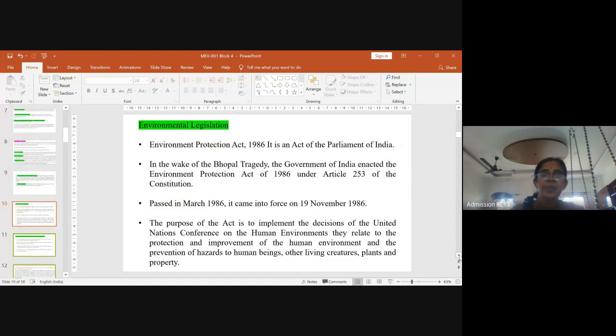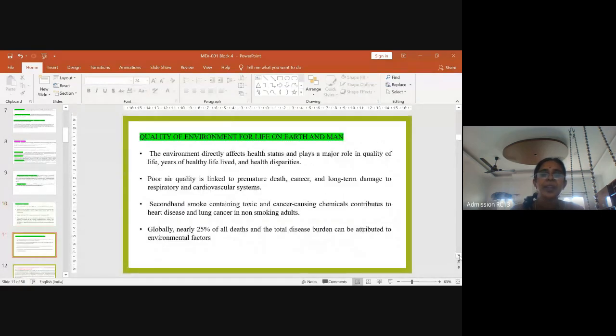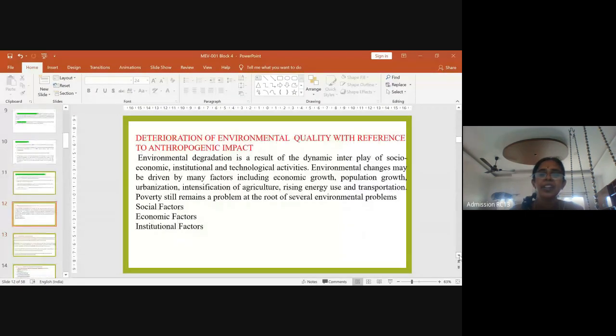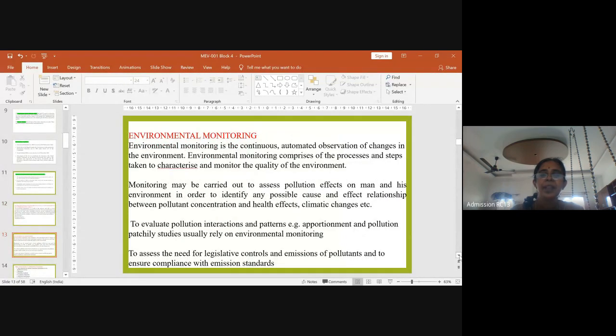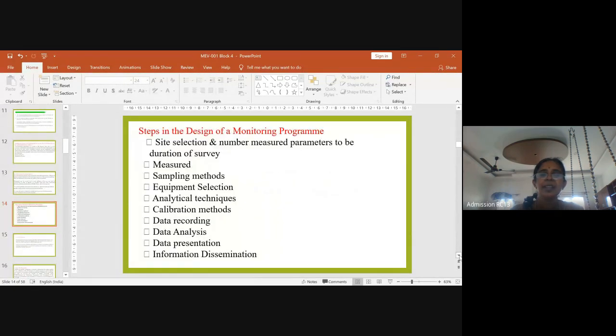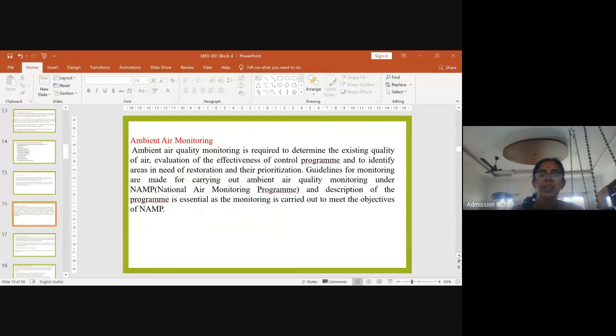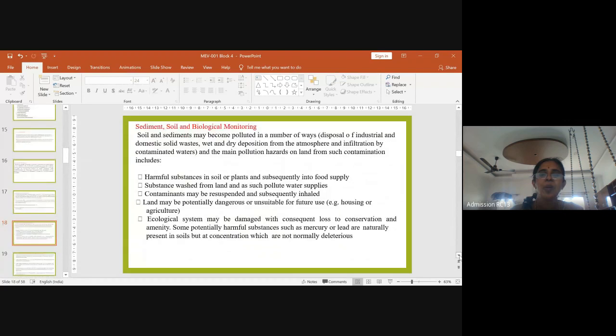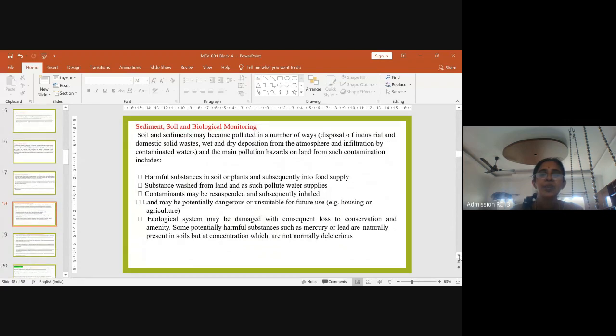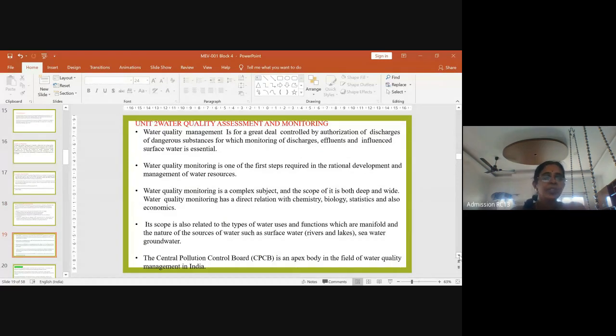Apart from the monitoring, you also have certain rules and legislations, which are called environmental legislation, and the quality of environment for life on earth and man, deterioration of environmental quality with reference to anthropogenic impact, environmental monitoring, the steps in monitoring, types of monitoring: air monitoring, water monitoring, sediment, soil, and biological monitoring. So this is about the first unit.